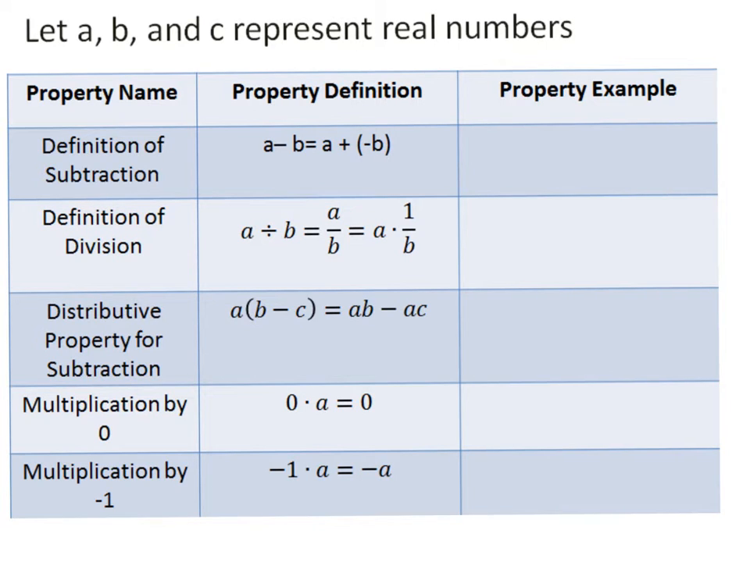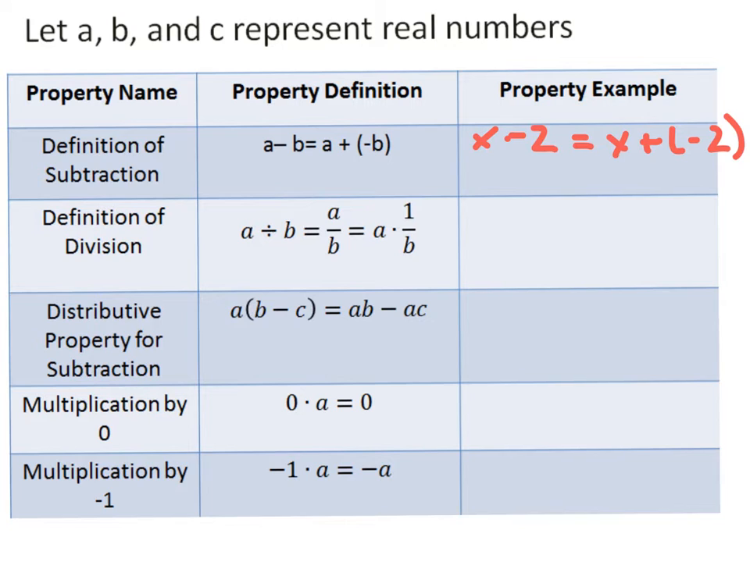Now we have to go through a few properties that we can use to simplify algebraic expressions. As I go through each property, copy down the example on your note sheet. So the definition of subtraction says that a minus b equals a plus negative b. And our example is x minus 2 equals x plus negative 2.